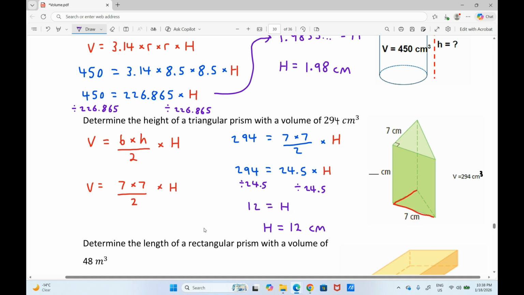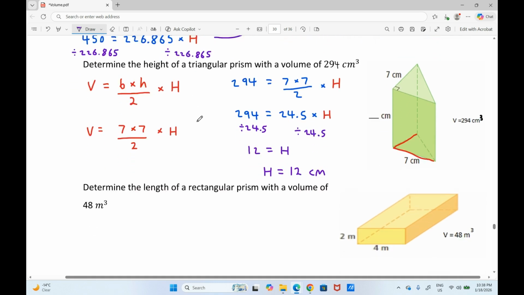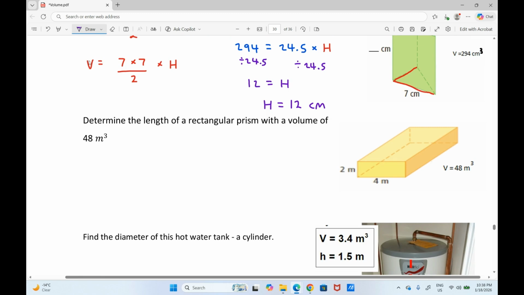Okay, now let's go over another example where we're going to find the length of a rectangular prism when we're given a volume of 48 meters cubed. So first things first, let's write down the volume of a rectangular prism. To find the volume of a rectangular prism, I'm going to let V be equal to volume. The volume is going to be equal to length times width times height.